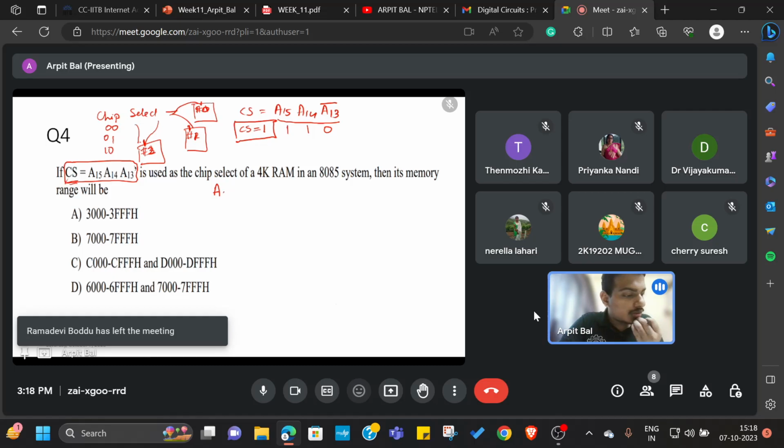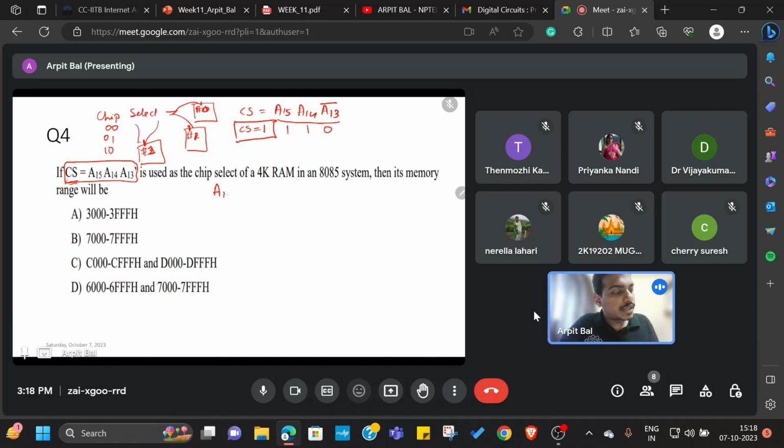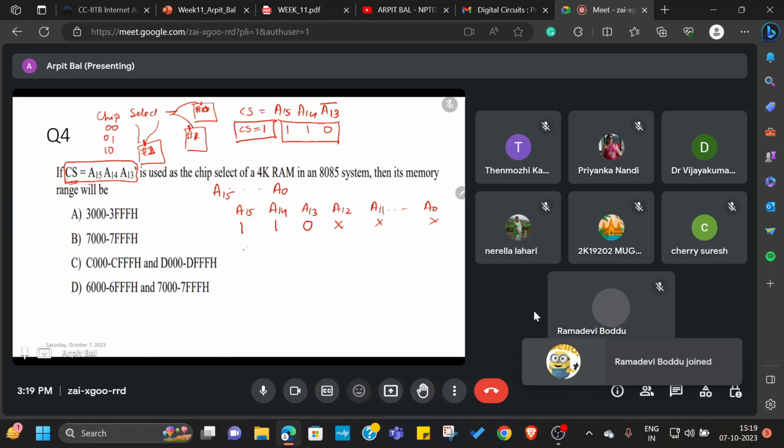Okay, yeah, so the address bus is 16 bits wide, so we will have A15 to A0. But out of that, only this particular combination is going to select my chip. So let me write it like this. This has to be 110, and for the rest, anything can occupy any position. Let me group them into bits of 4.